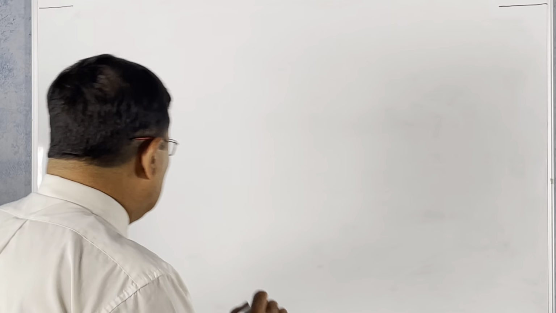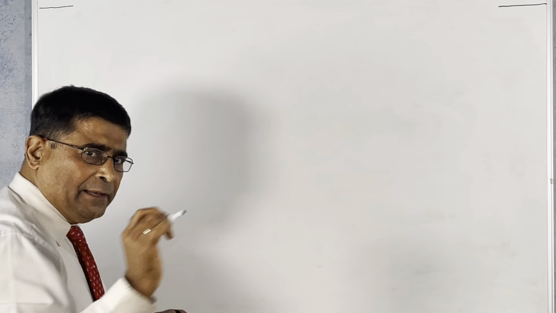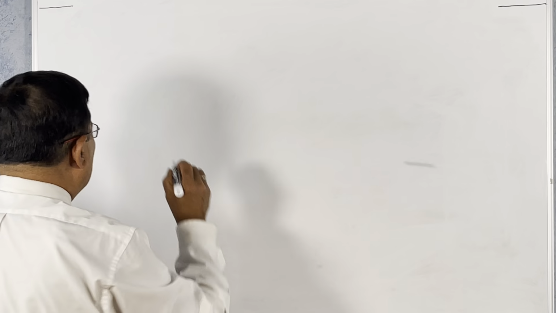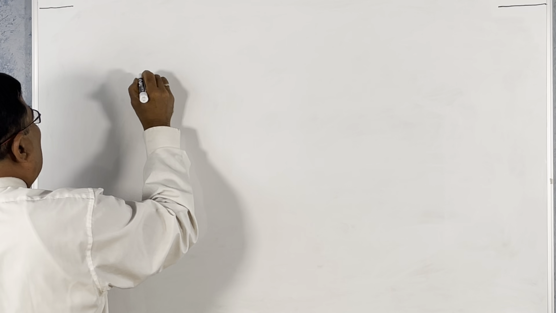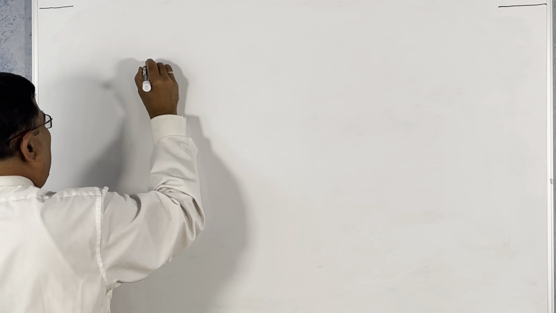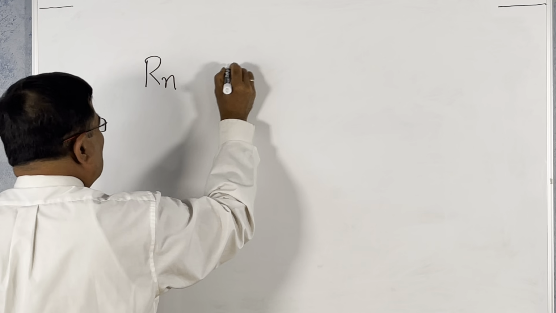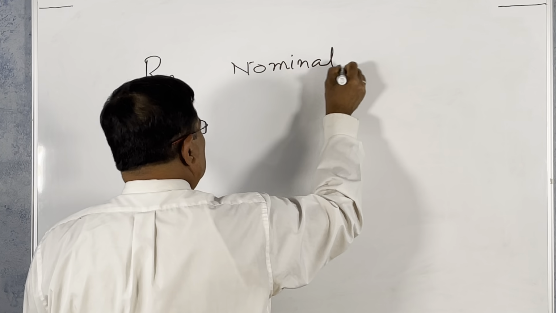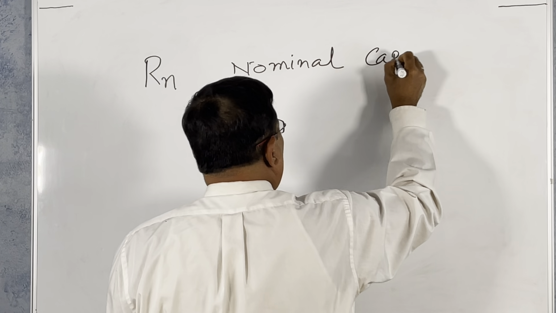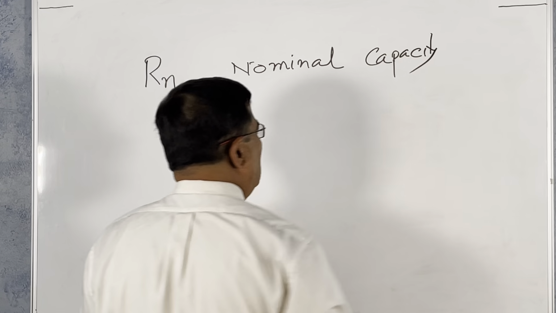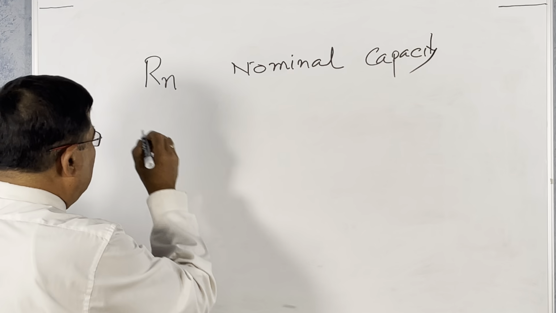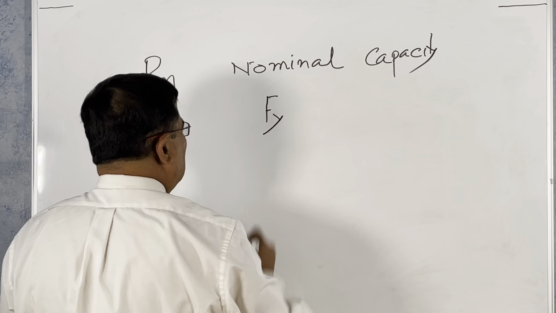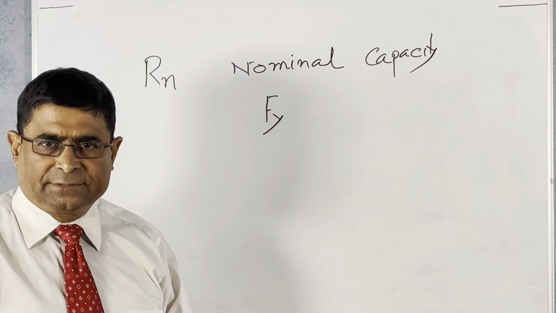Okay, so let me explain it the easiest way I can show you. Say Rn is nominal capacity. Nominal capacity. Why is Rn nominal capacity? Because we directly take the value of Fy. This is the yield stress of steel.